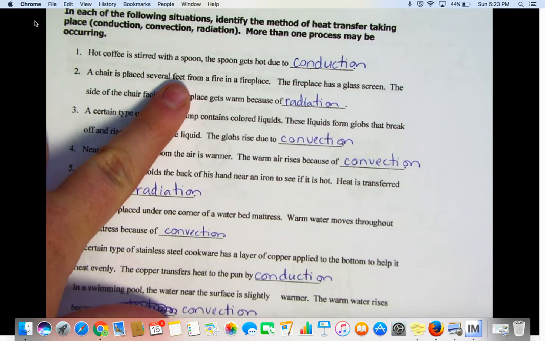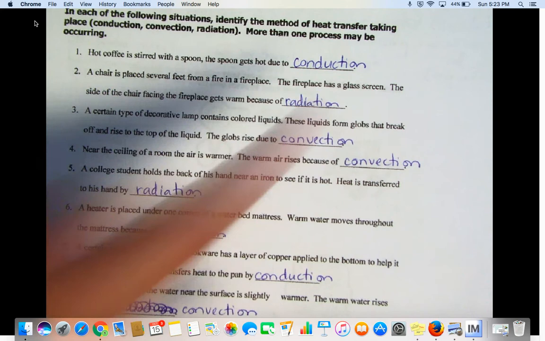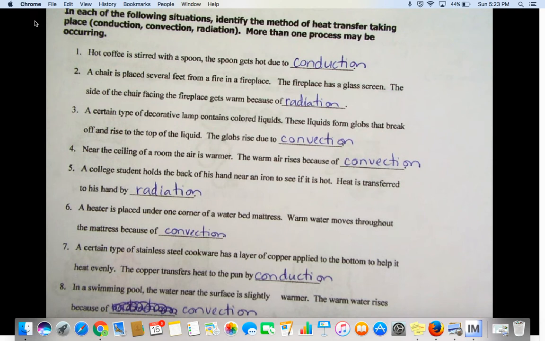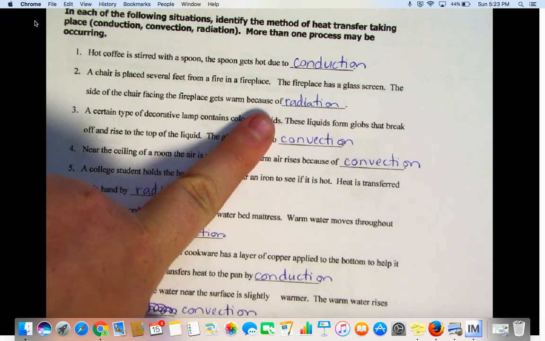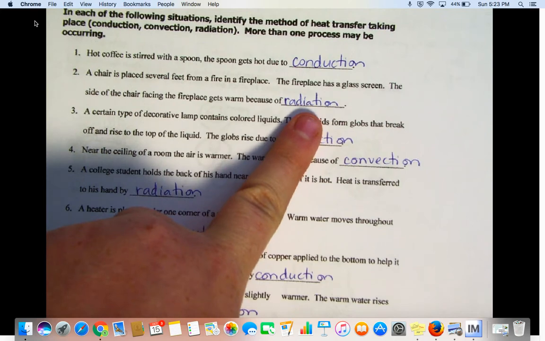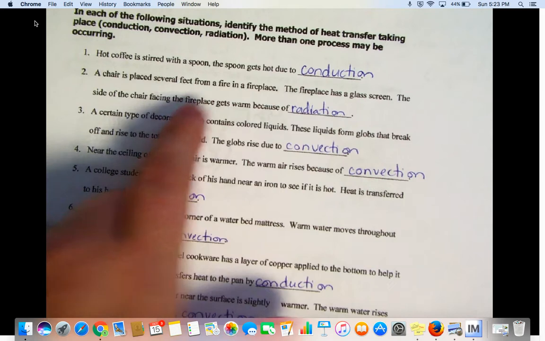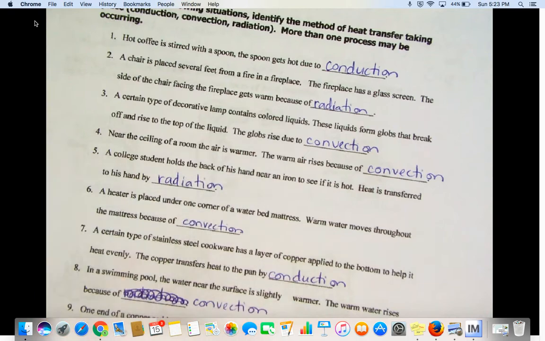A chair is placed several feet from a fireplace. A fireplace has a glass screen. So automatically when I see this, my brain goes through this thinking process that, if I'm sitting by a fireplace, I'm not in the fireplace. And usually that represents radiation. So let me keep going, but I'm going to keep radiation in my head. The side of the chair facing the fireplace gets warm because of radiation, right? Remember, those electromagnetic waves are being sent out. They're grabbing this heat. They're being spread out to where I can feel it.